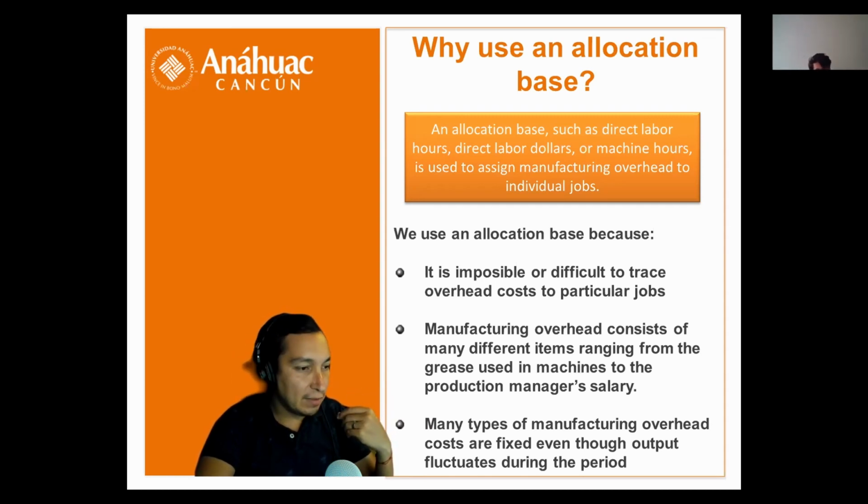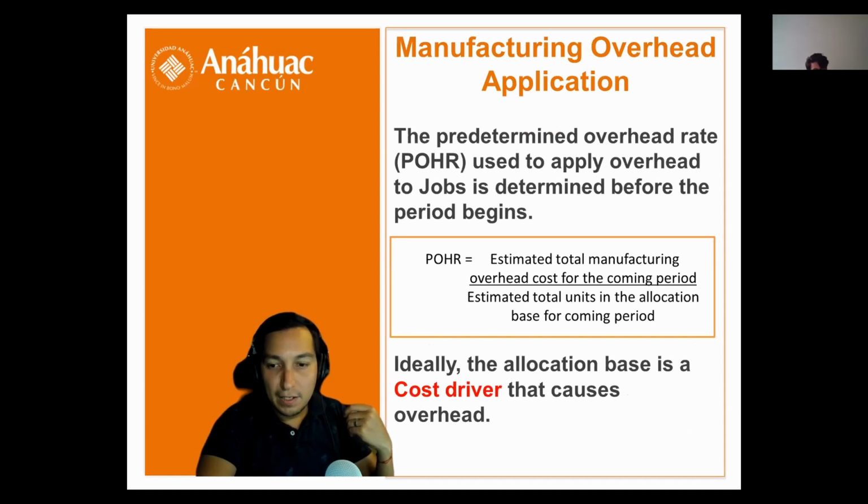So the next question would be, how are we going to allocate MOH based on the predetermined overhead rate, which we call POHR? More acronyms for your career. Sorry. We are going to allocate MOH using the POHR. Sounds like we are speaking a foreign language, but we're just speaking accounting.